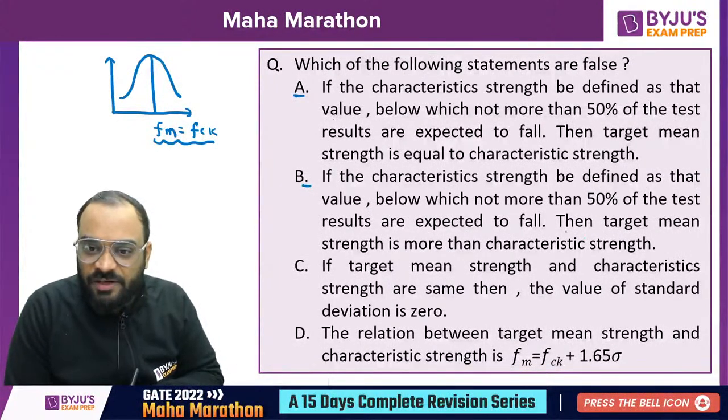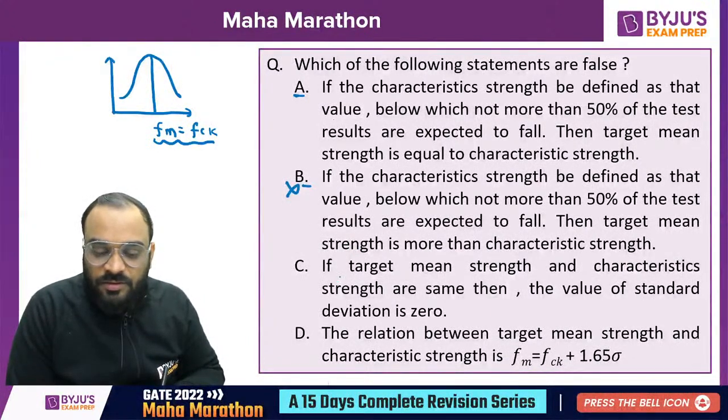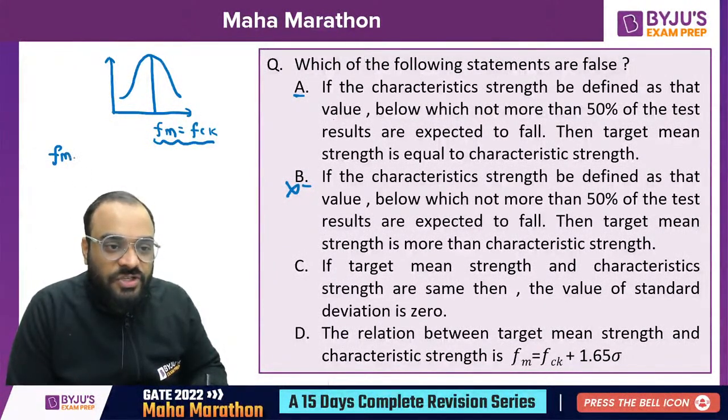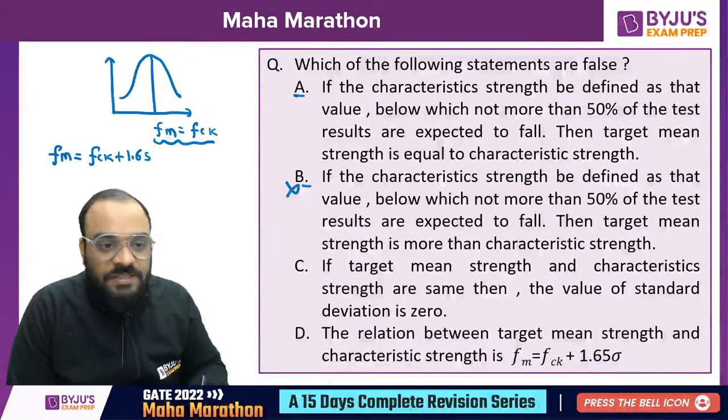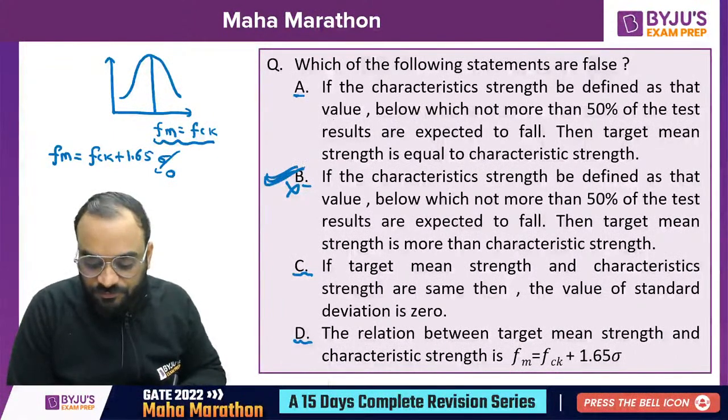In this case they have written that the target mean strength is more than the characteristic strength. This one is wrong. If standard deviation is 0, what does it mean? We know that, in general, the Fm value can be written as Fck plus 1.65 into sigma. If sigma is 0, then ultimately Fck and Fm will be the same. So that statement is correct. The relation between target mean strength and characteristic strength is this. Yes, it is also correct. So that's why, guys, B is the correct answer.